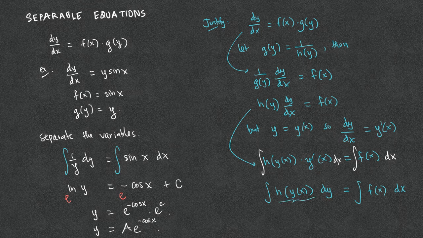But h of y is 1 over g of y, and so the left-hand side is the integral of g of y dy, and the right-hand side is the integral of f of x dx. And this is precisely what we did. We move all the y terms to the left-hand side, and we move all the x terms to the right-hand side.